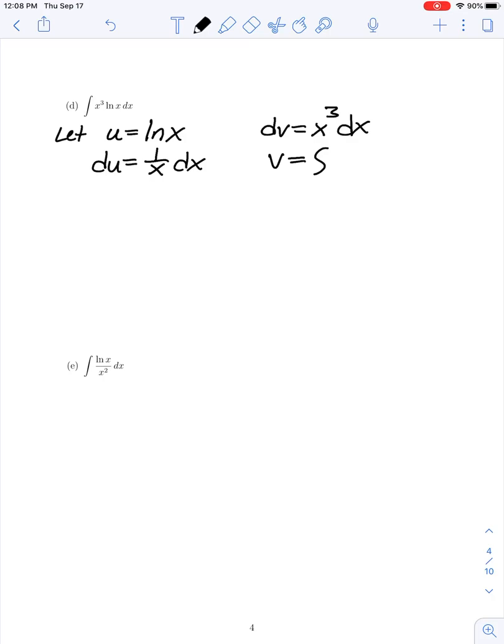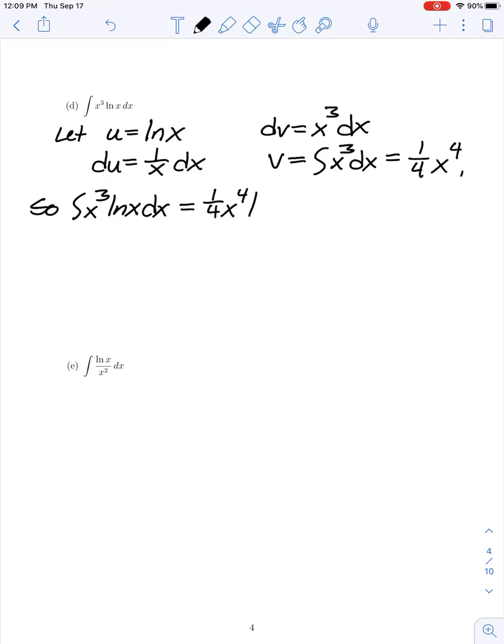And to find v, well, if dv was x cubed dx, then v would be the antiderivative of x cubed dx, which is 1/4 x to the 4th. So let's see what we get when we apply our integration by parts formula. The integral of x cubed log x dx, which was u dv, using the integration by parts formula, is equal to u times v, which would be 1/4 x to the 4th times natural log of x, minus the integral of v times du.